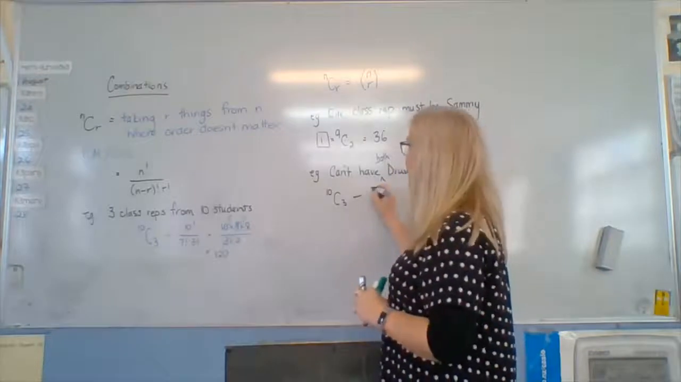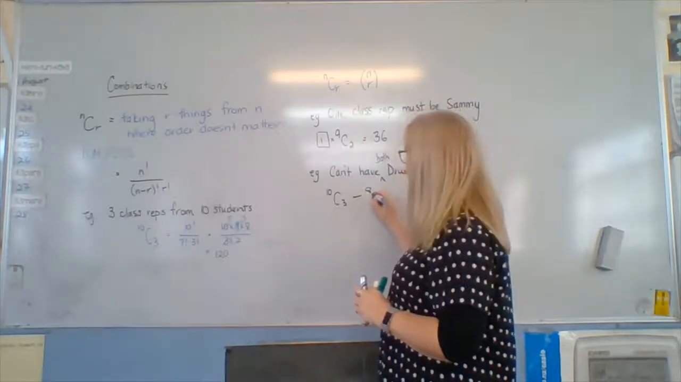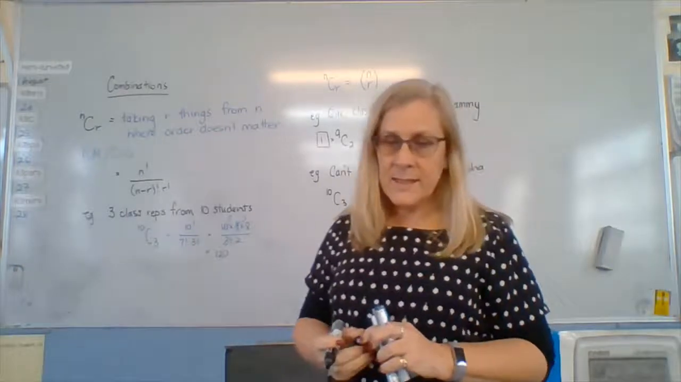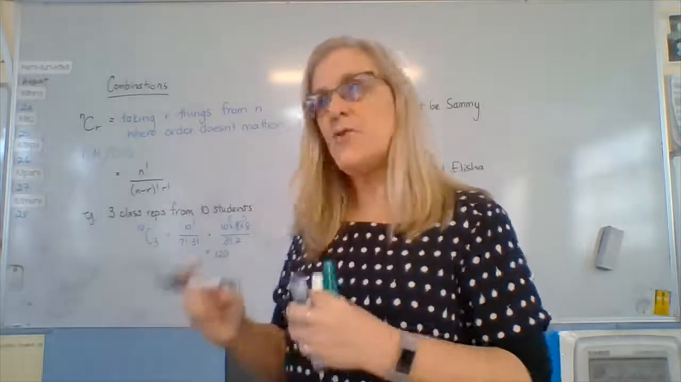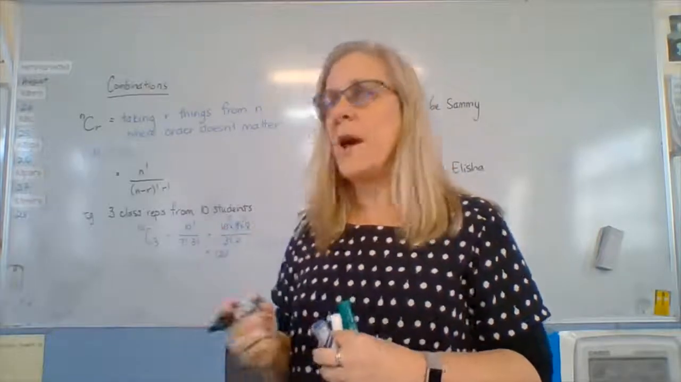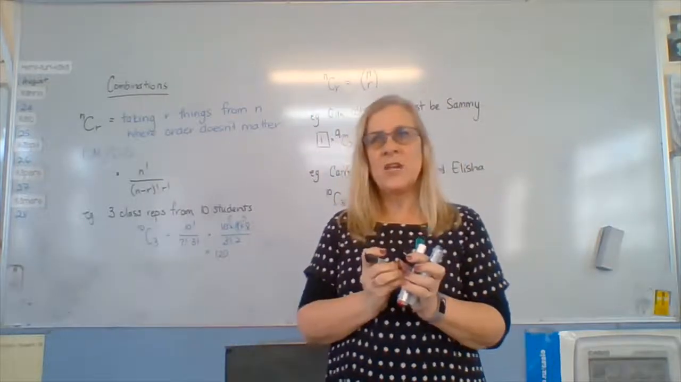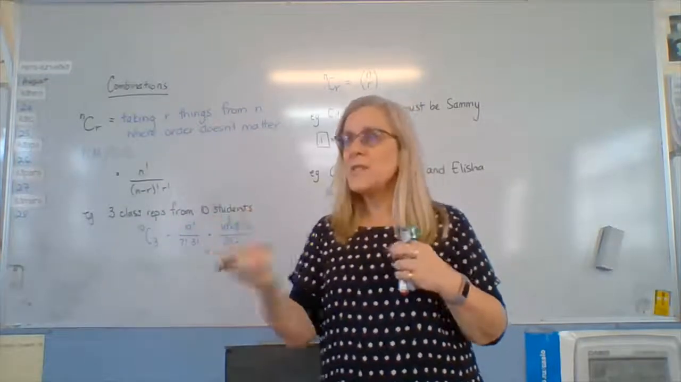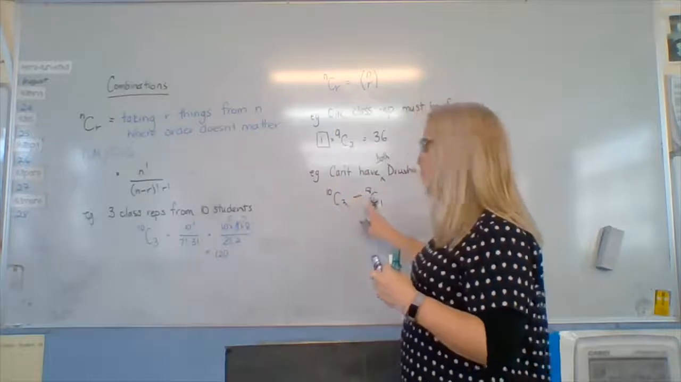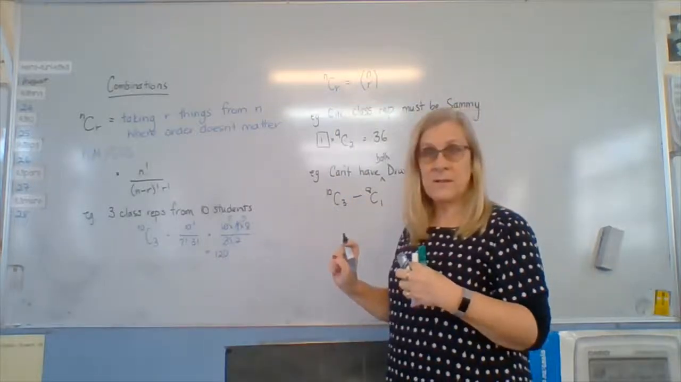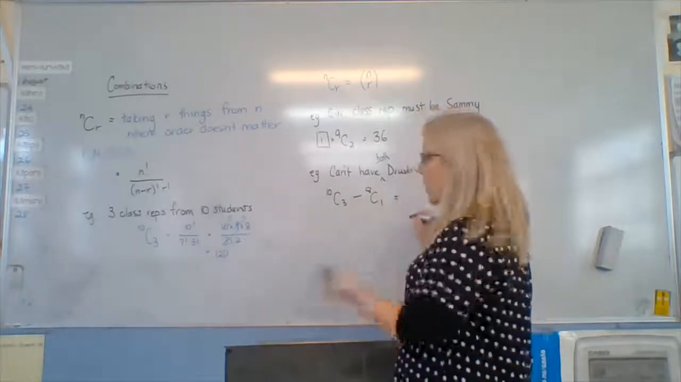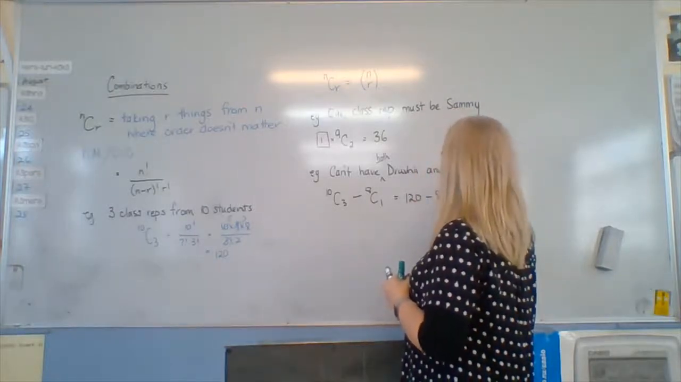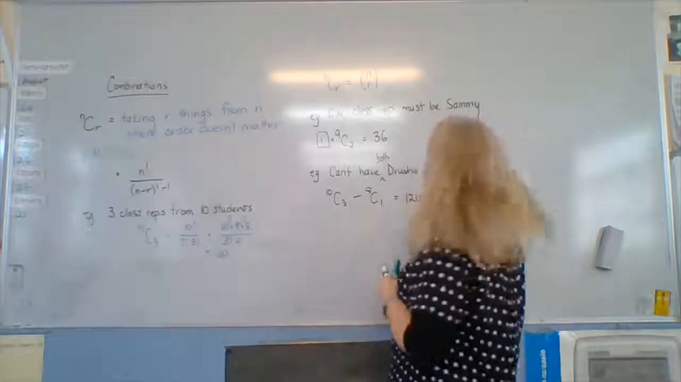So we want to have 8C1. That's the amount of times that Dhruvi and Alicia will pair up. So think of it as Dhruvi and Alicia and one other person. So how many one other persons were there? 1 out of 8. Got it? So therefore we've got 120 minus 8 equals 112 ways.